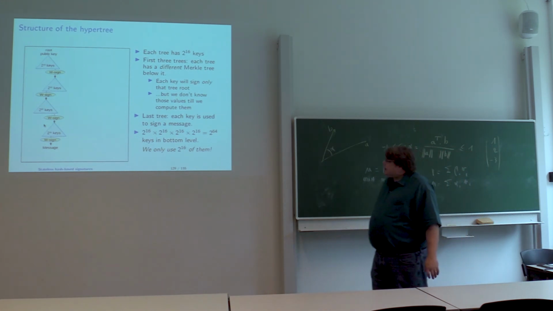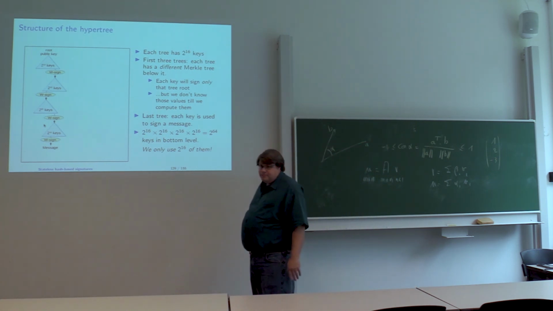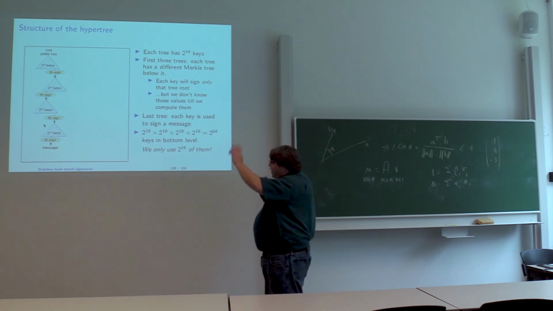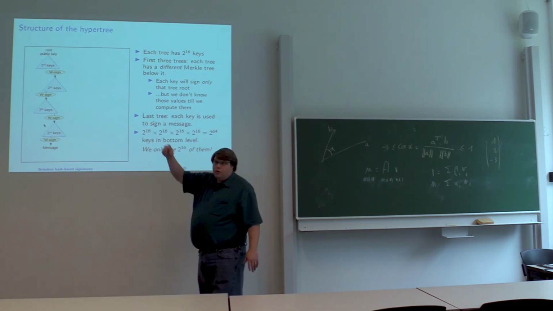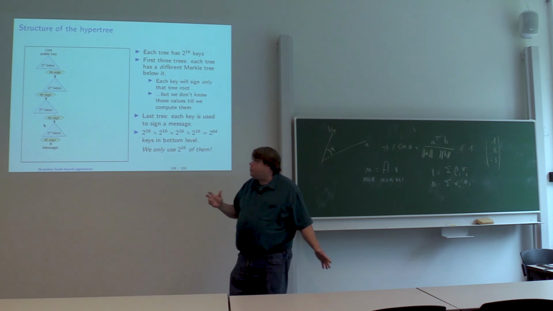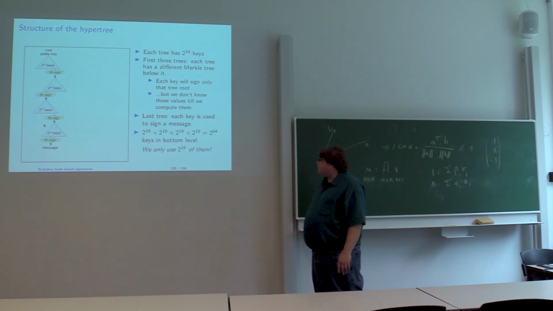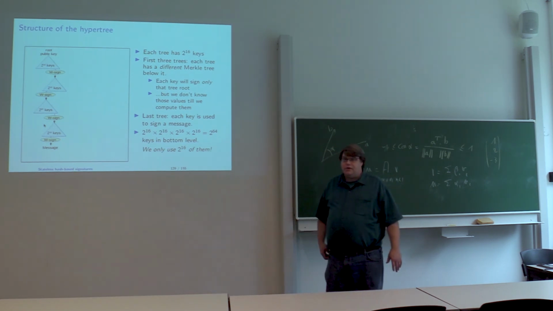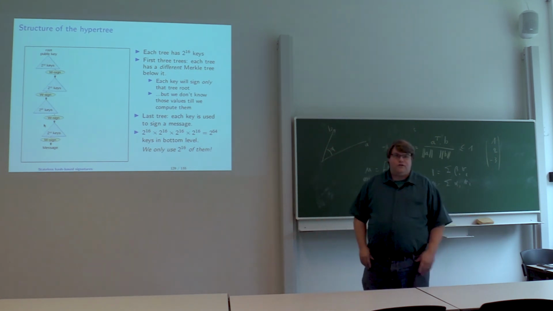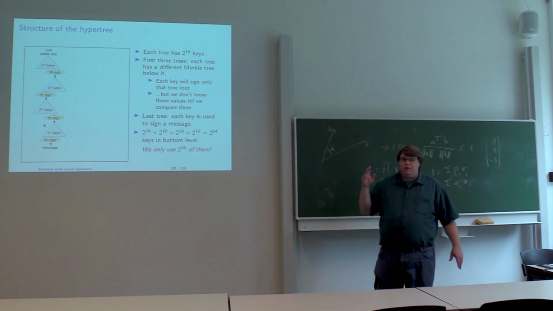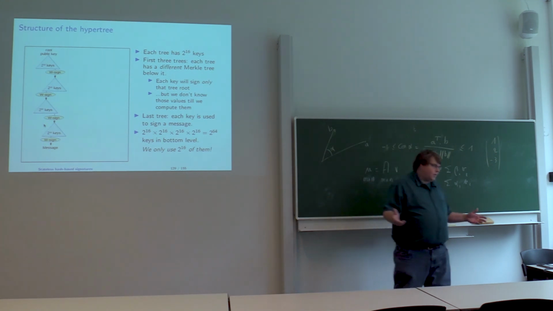So each of these trees has 2 to the 16 leaves. The first 3 trees, each one's going to have a different Merkle tree below it, just like I talked about previously, but now we've got more levels. And each leaf in those first 3 trees will only sign one thing ever, and that is the root of the tree below it. And then the last tree is actually going to sign a message. So we have 2 to the 64 total keys in the bottom level, but we're only going to use 2 to the 16. So if you think of this as a giant virtual tree with 2 to the 64 leaves, we're going to randomly visit a leaf each time, and we're only going to visit 2 to the 16 of them. And then we have an acceptably low probability that we'll visit the same leaf twice. Okay.